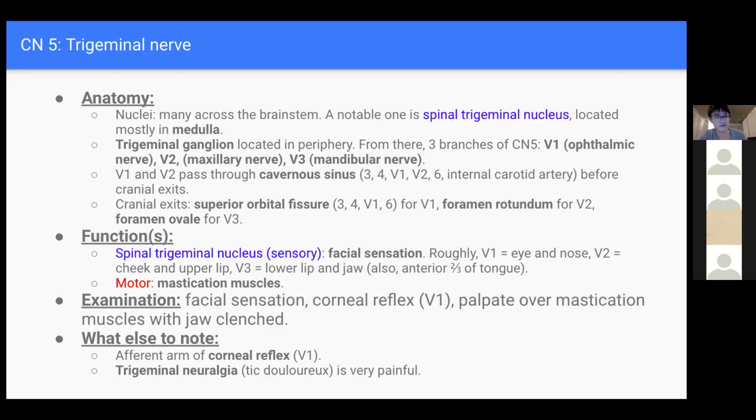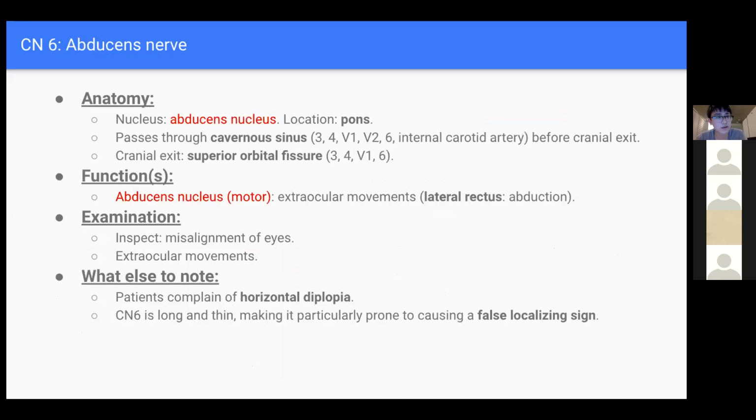And when you have a CN5 lesion, what patients might complain about, of course, is just insane pain in the face. That's trigeminal neuralgia, also known as tic douloureux. It's one of the most painful conditions in medicine, so pretty clinically important.